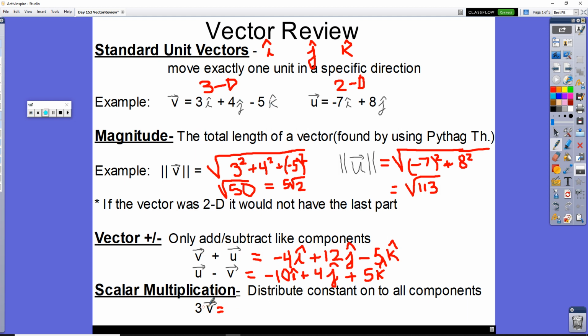So if I have 3 times vector v, I'm going to triple the i's, making, in this case, a total of 9 i's. I'm going to triple the j's. There used to be 4, but now there's going to be 12 of them. And I'm going to triple the k's as well. There used to be -5. Now if I triple that, there's going to be -15 k's.